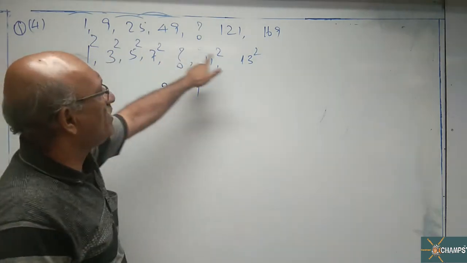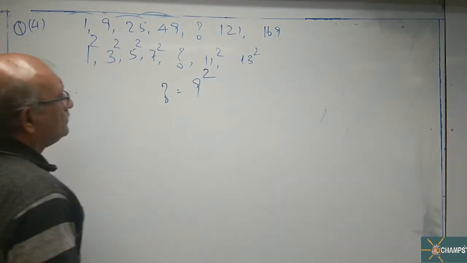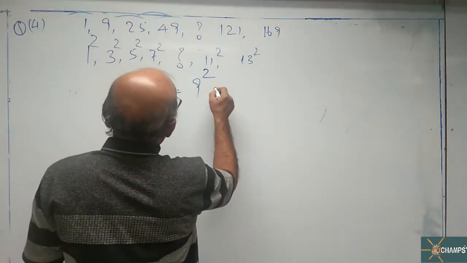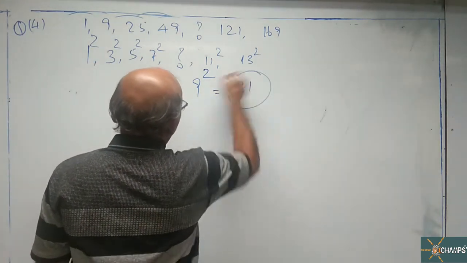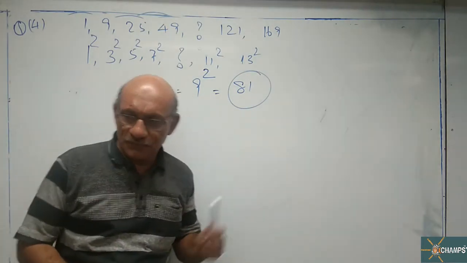Then each term is having power 2. This number is also having power 2. So this is 81. Missing figure is 81. Okay, sir?